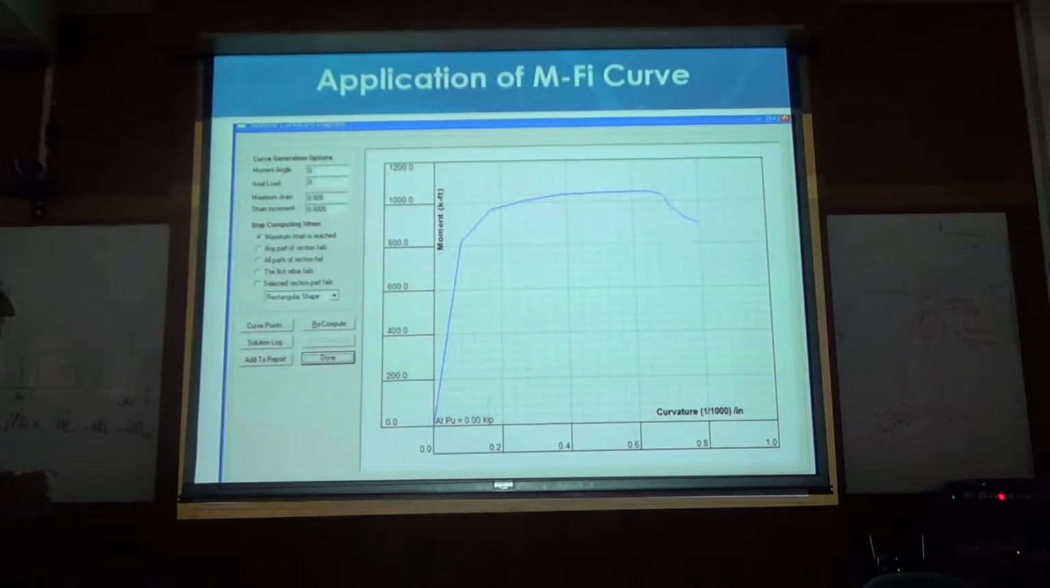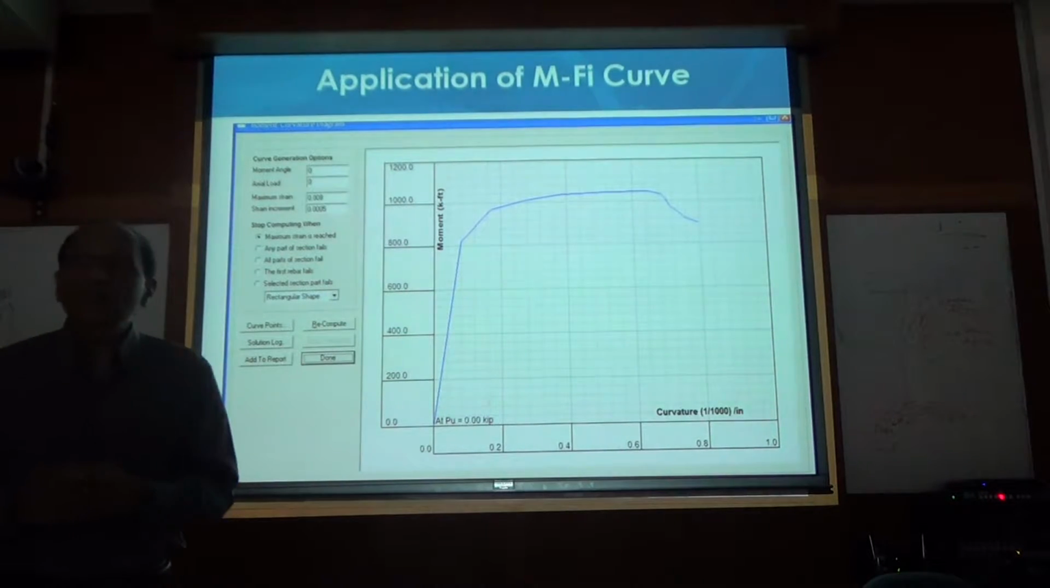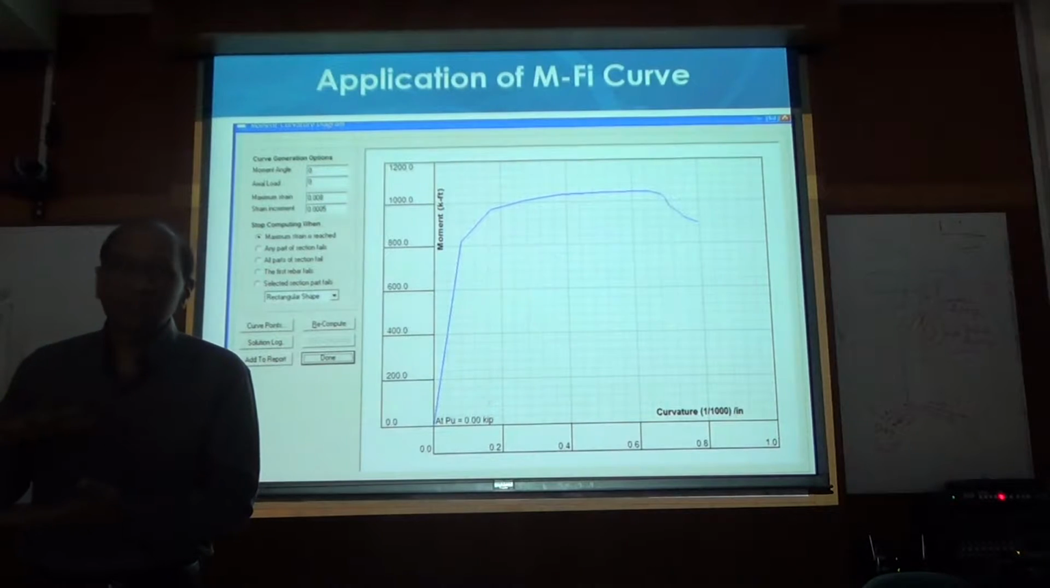The second item is axial load. That means how much axial load is on this section, because as we discussed, the ductility or the moment curvature will depend on the axial load.